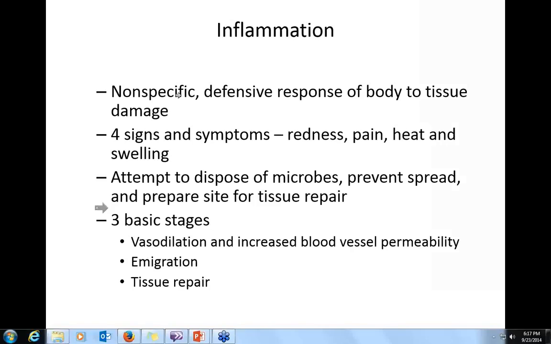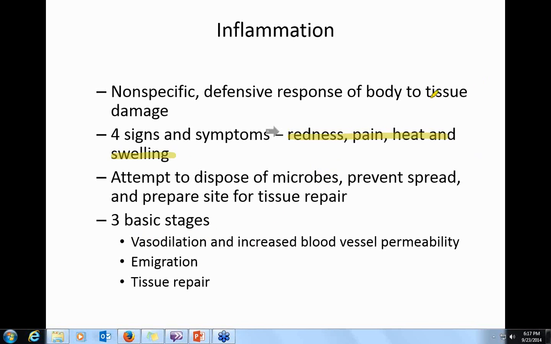Inflammation. This is another important nonspecific defense mechanism. Again, nonspecific means innate. There are 4 signs you may be familiar with. Well, actually, let me highlight those. Redness, pain, heat, and swelling. The redness, pain, heat, and swelling come from this stage here.